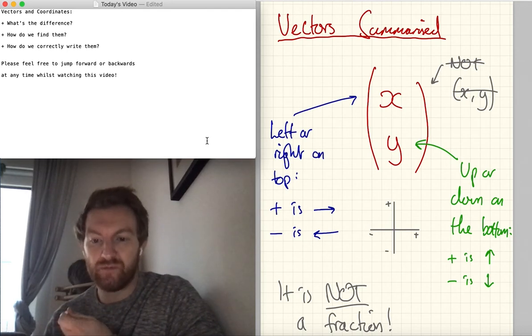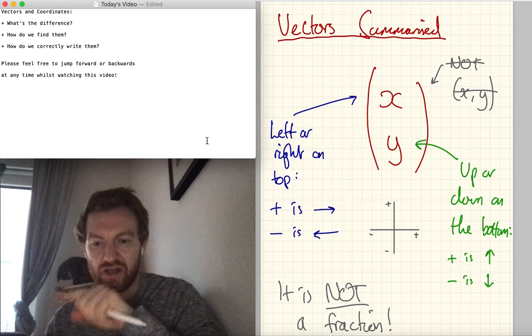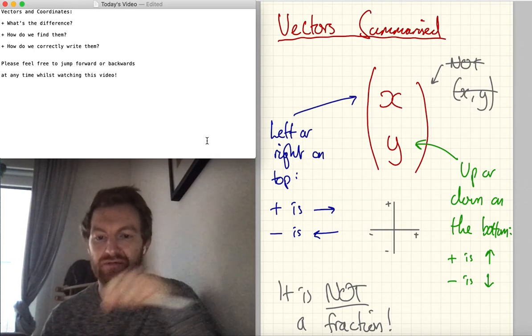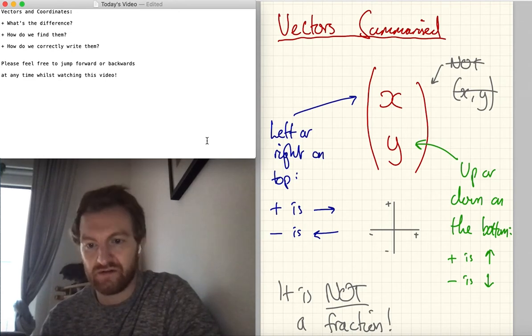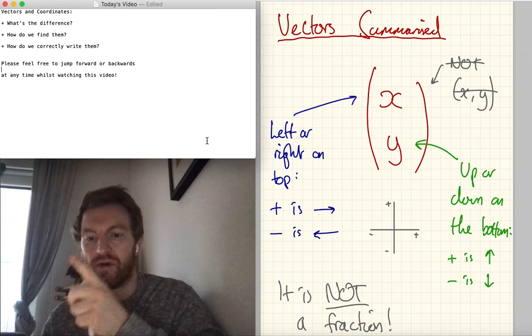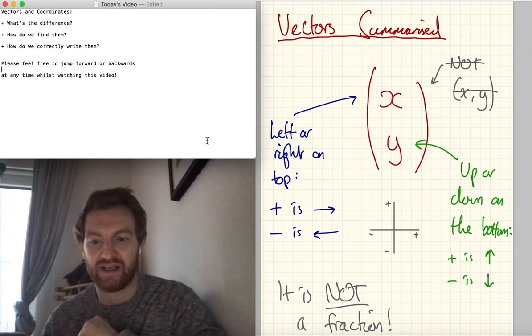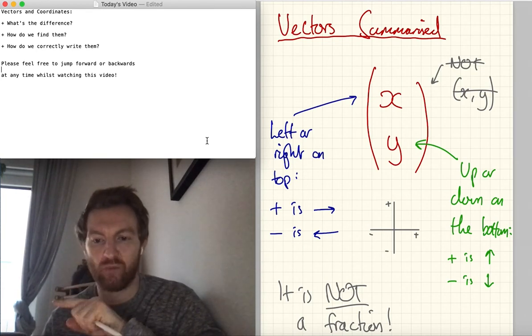Vectors are a movement. So obviously it's start here, finish there. How far do you move? And obviously, if you start in a different place, it will be a different movement depending on where you start and where you finish. So coordinates are fixed points where something is. Vectors are moving from one point to another.